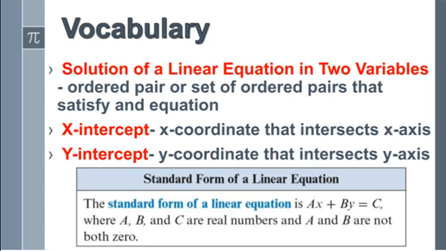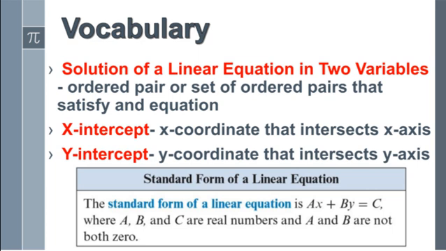The x-intercept is always going to be the x-coordinate that intersects the x-axis. So when y is 0, x is going to be the x-coordinate on the x-axis. And the y-intercept is when x is 0, and so the y-intercept is going to be the y-coordinate that intersects or touches the y-axis.